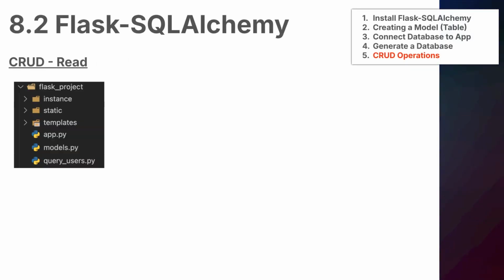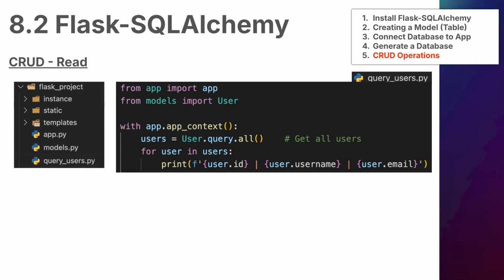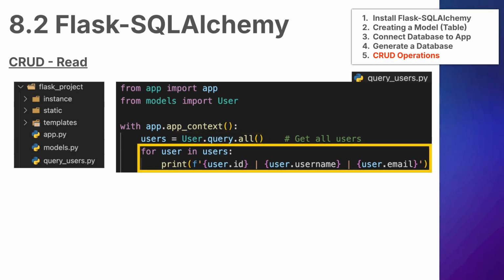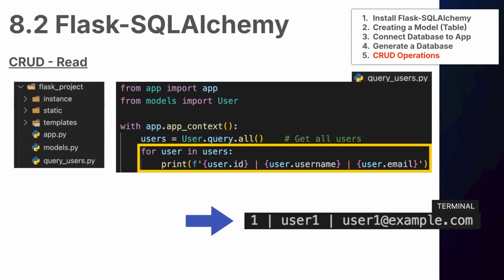Next, read. Let's create a new Python file named queryUsers. First, import the app and the user class. Then activate the Flask application context. Then you can access the Flask application. This query all retrieves all records from the user table. It returns a list of user objects. So you can use a for loop to grab each user in the list. For now, it shows only one user because we added only one user.